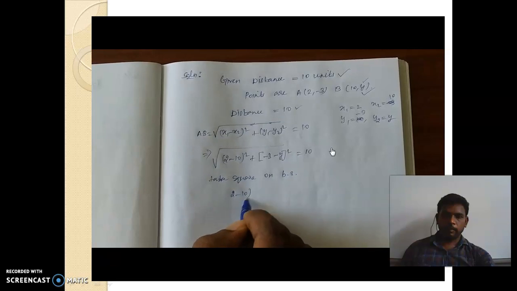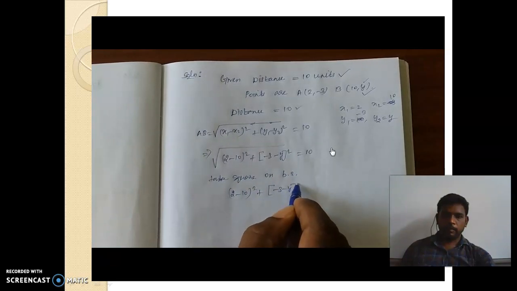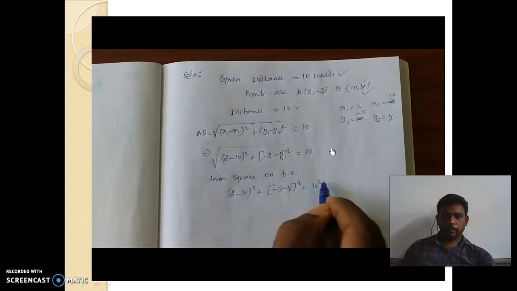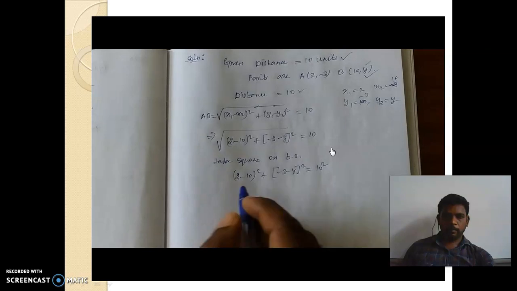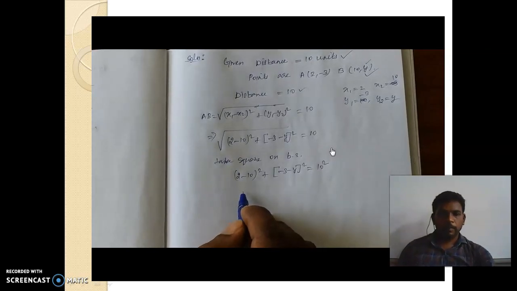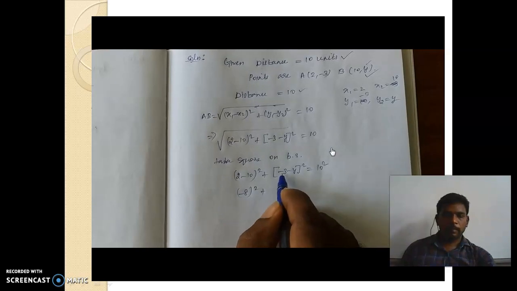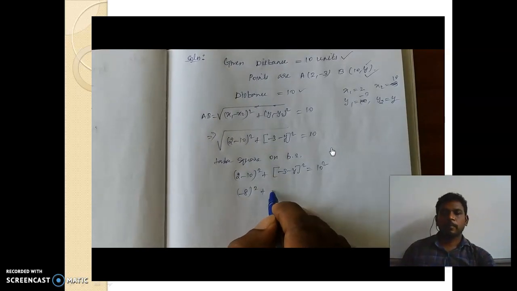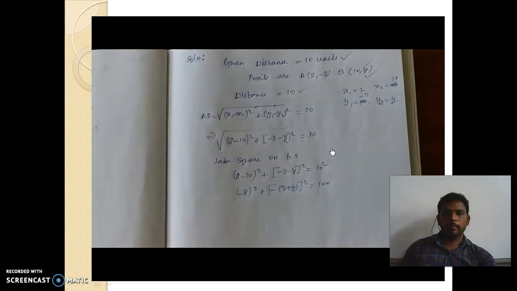So (2 minus 10) whole square plus (minus 3 minus y) whole square equal to, right hand side, 10 square. Okay, the square cancelled now. Right, now simplify this. So 2 minus 10 is nothing but minus 8 whole square plus, so here also minus is there. Okay, so take minus as common, then remaining 3 plus y, and this whole square, equal to 10 square, which is nothing but 100.